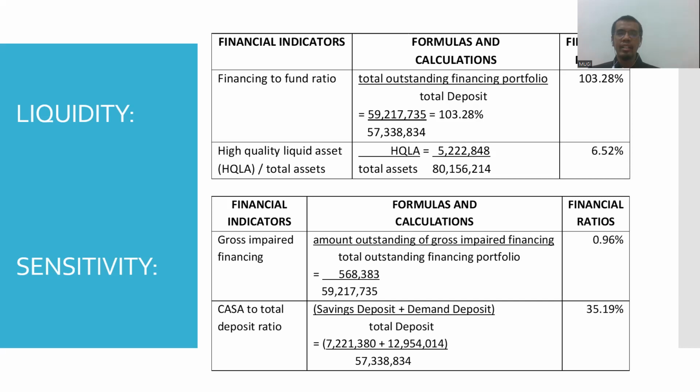Okay, the formula is the HQLA divided by total assets. From the financial statement, we get that HQLA, or the cash to fund ratio, is 5.2 and the total is 80.1, and the financial ratio is 6.52%.